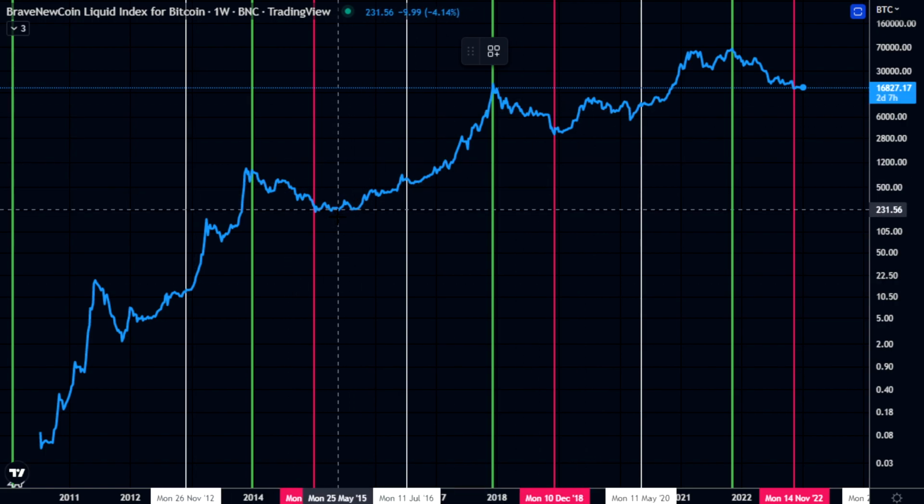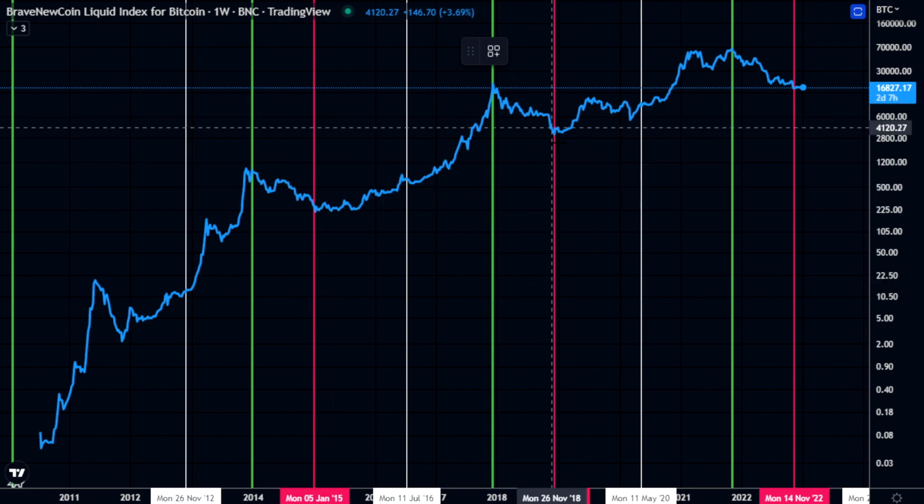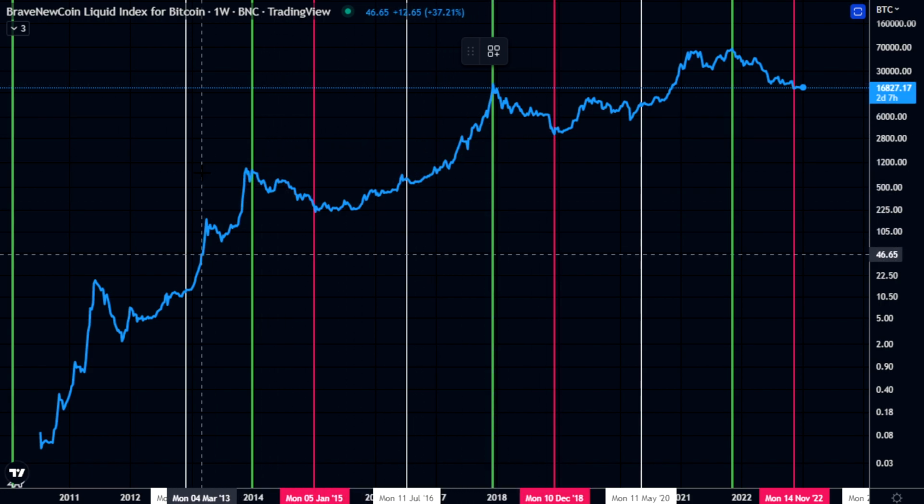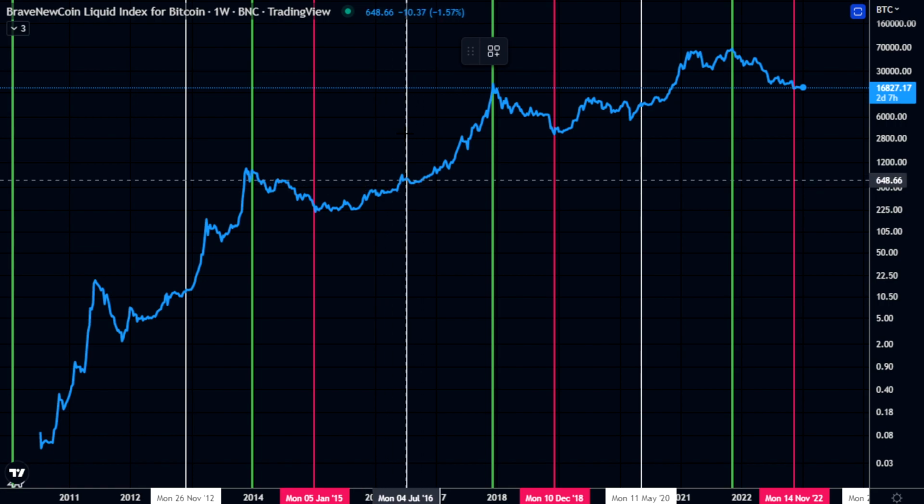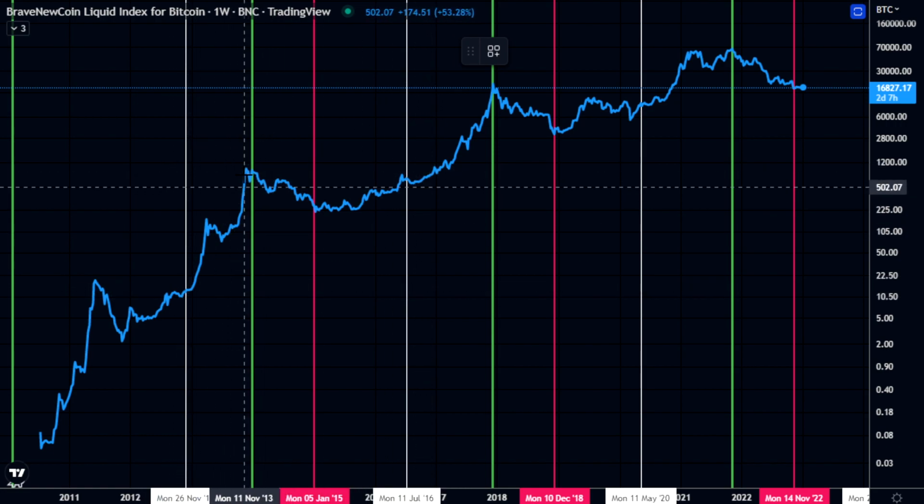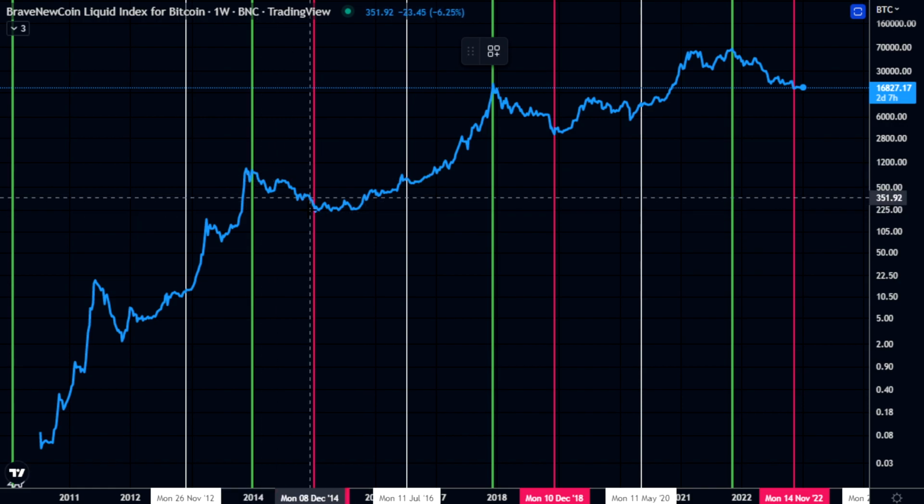Let's dissect this up a bit. Again, we mentioned the 4-year cycle. The red lines are approximately 4 years apart. The green lines are approximately 4 years apart. And the white lines are approximately 4 years apart. These are the halvening dates. The green is approximate peak, the red is the approximate low.